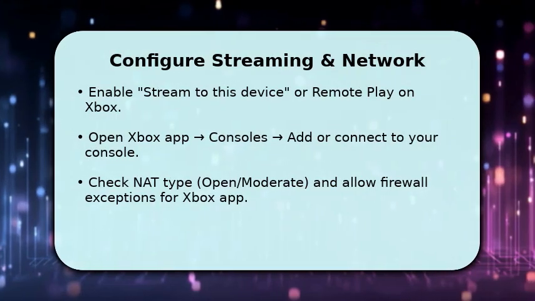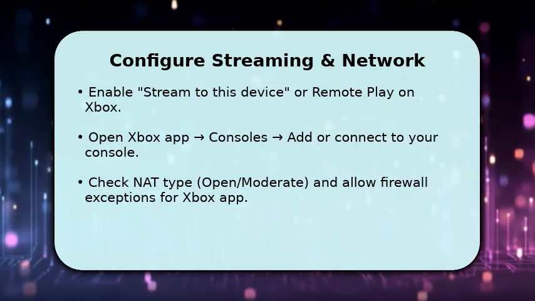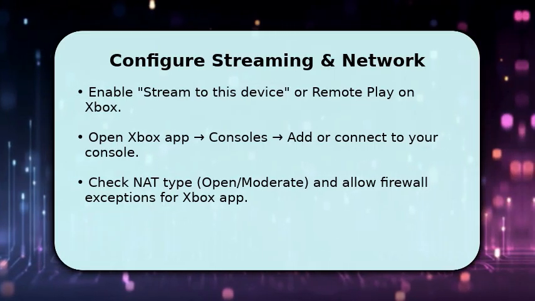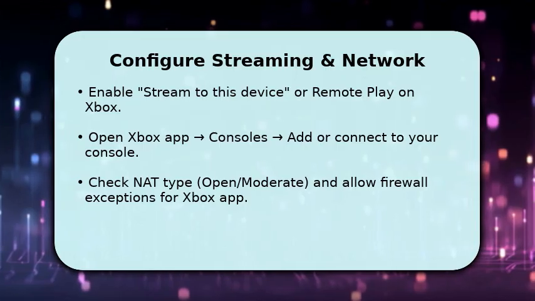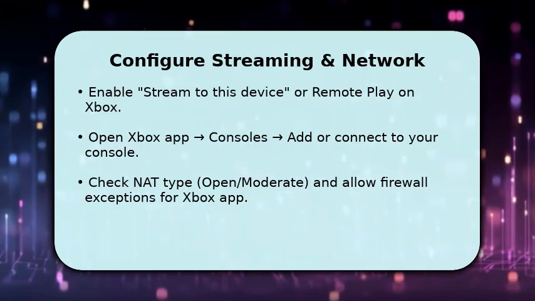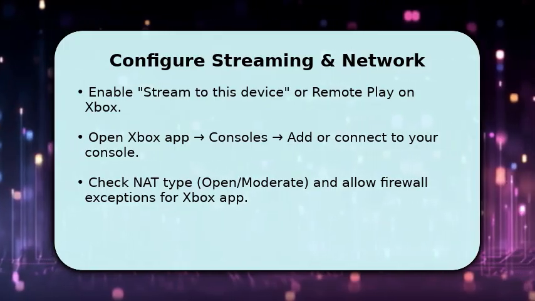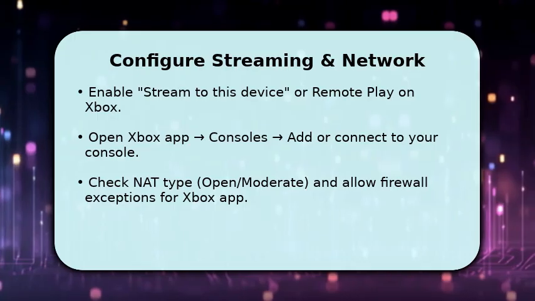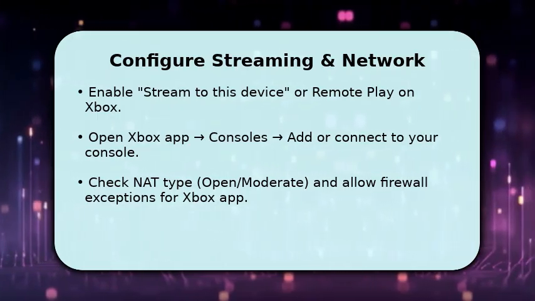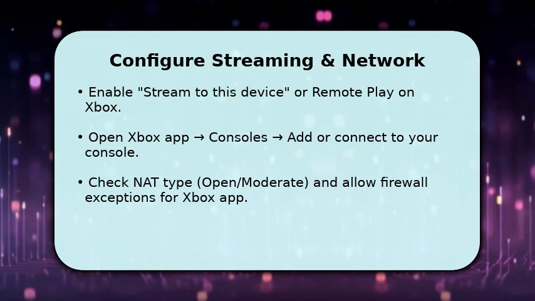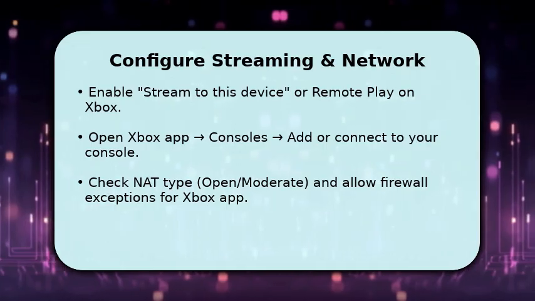Once your console appears, you configure streaming settings and network allowances. Enable Stream to this device or Remote Play, and then use the Xbox app to add the console by selecting Console's right arrow Add a Console. You should adjust streaming quality in the app. Start with 720p or 30 FPS if bandwidth is limited, then raise it. Also verify your router's NAT is open or moderate, and add firewall exceptions for the Xbox app so traffic isn't blocked. This reduces disconnects and improves stability.